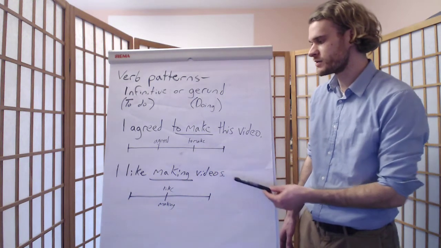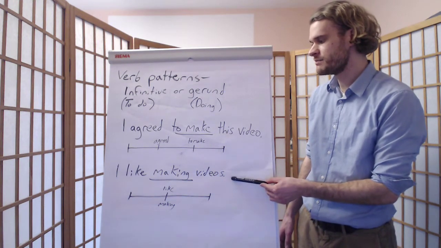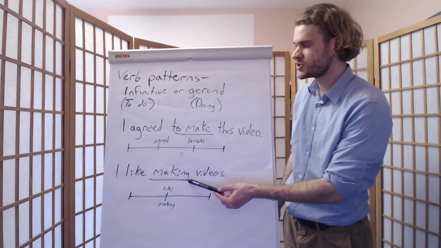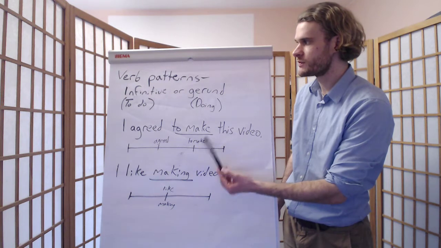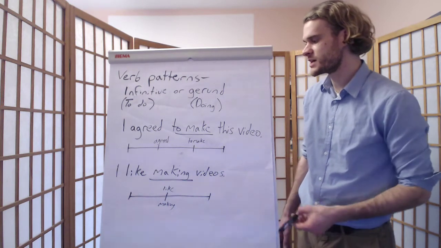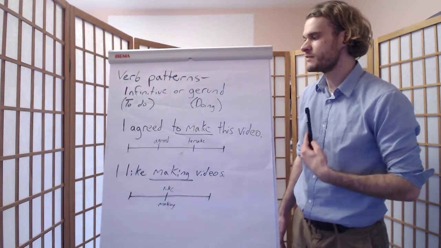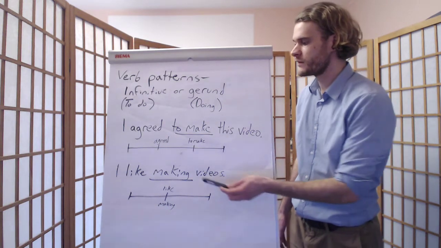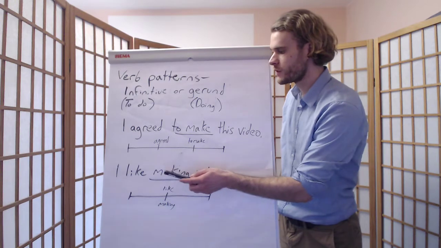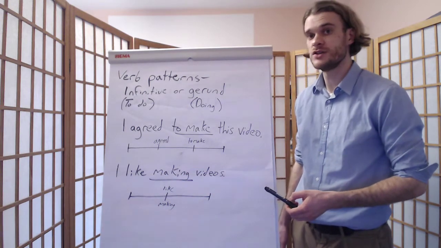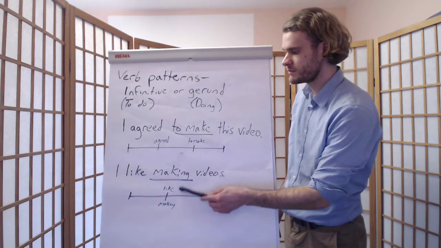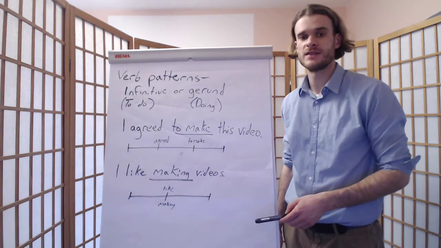Let's take a look at another example. I like making videos. Now, the reason I'm using ing here instead of the infinitive is because when you have two verbs in a sentence that happen at the same time, or if the second verb happens before, you want to use the gerund form. So, in this example, like and making the video are happening at the same time.